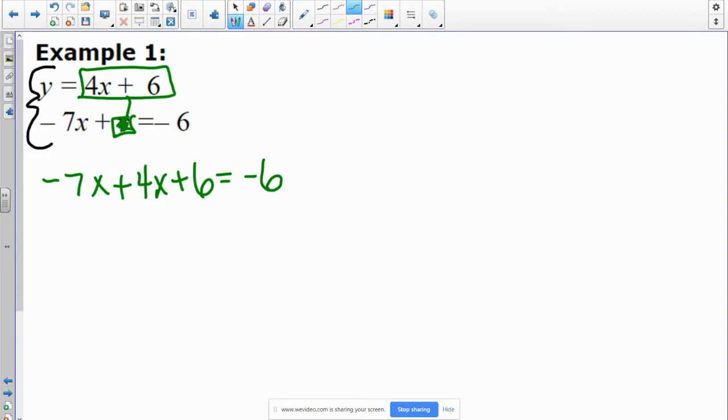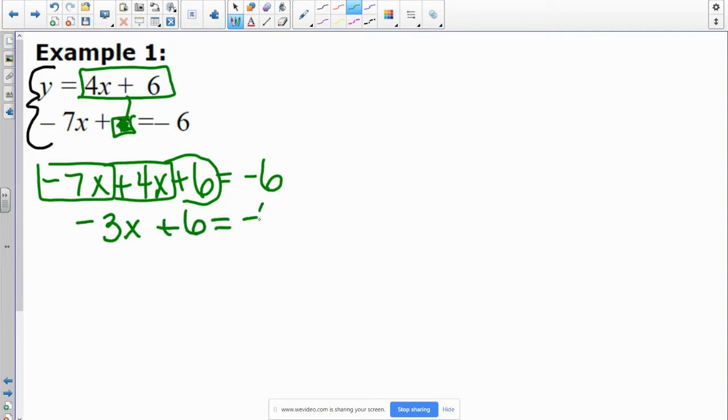Why you substitute is because when you go to solve, you can only solve with one variable at one time. You can't really solve the top one or the bottom one because it has 2 unknowns. So we're going to use the substitution method to take out that y so we can substitute that 4x plus 6 in there. Now if you look at it, we have all x's, and now we can solve this problem like we normally have. I'm going to combine like terms. So negative 7x plus 4x is negative 3x, plus the 6 equals negative 6.